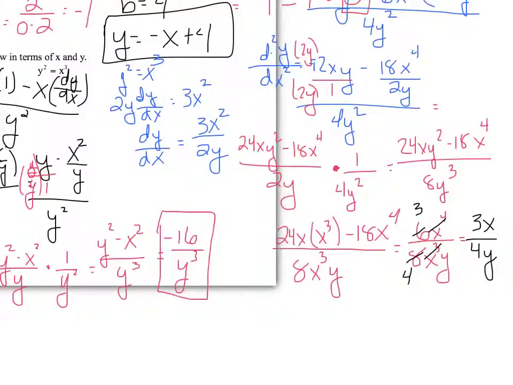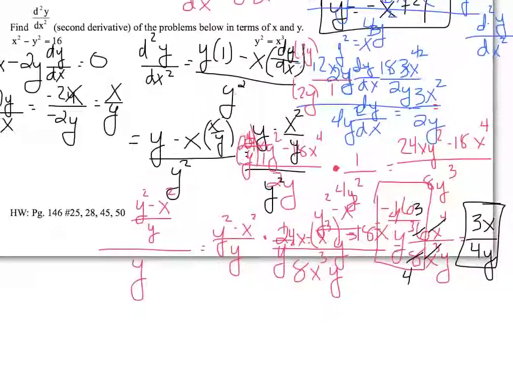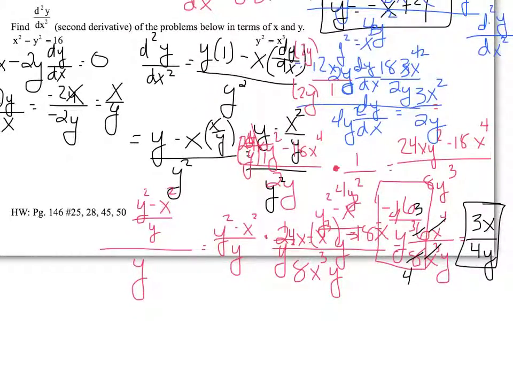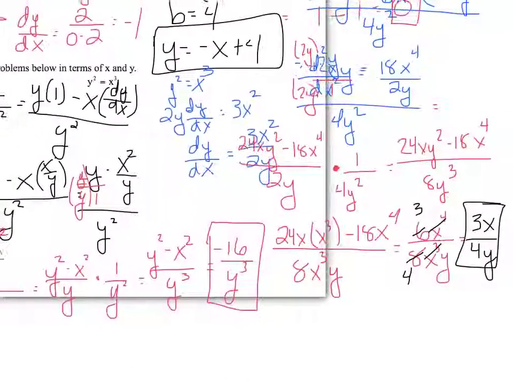And at this point, I can leave it just like that. Final answer, 3x over 4y. At this point, if you missed anything, you can go back and replay the video or get it from a friend. Otherwise, you can do the problems at the bottom of the page, 25, 28, 45, and 50. Any problems we have, we'll go over tomorrow.